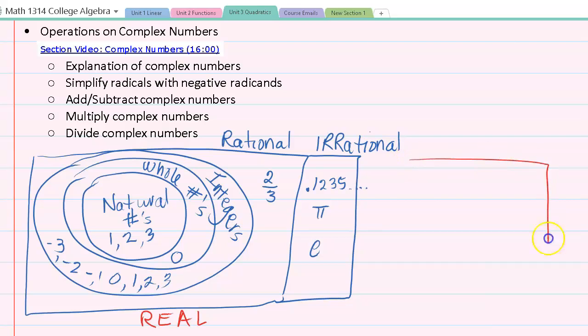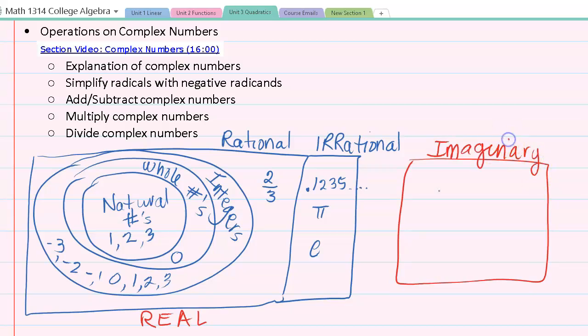We also have non-real numbers that we call imaginary numbers. These numbers have the imaginary unit i attached to them, and the imaginary unit i is defined as the square root of -1. Complex numbers are numbers that involve both the real and the imaginary numbers and are written in the form of a plus bi.